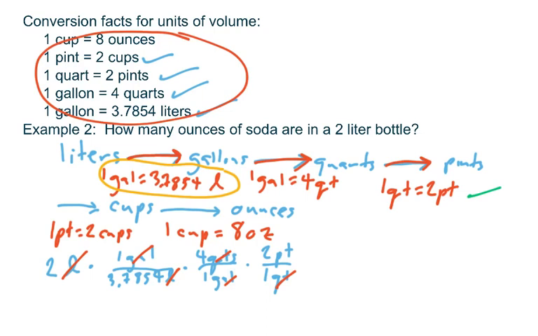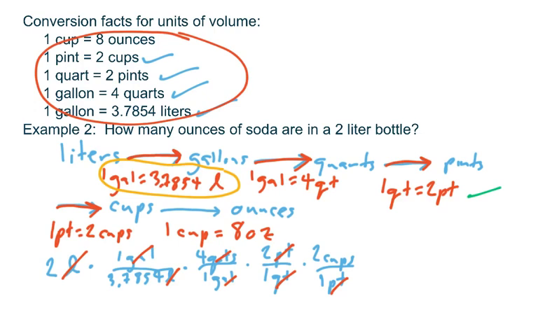Then I go to cups. Again, I want the pints to divide out. So I'll put 2 cups in the numerator and 1 pint in the denominator. The pints divide out, so you see you get one more step down the chain. This is a long chain. And finally, we're almost to ounces.